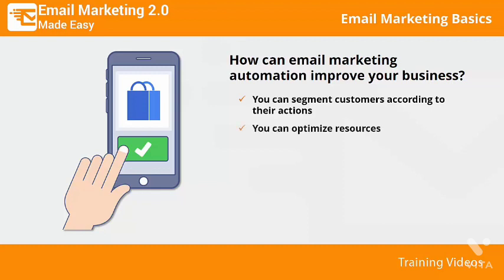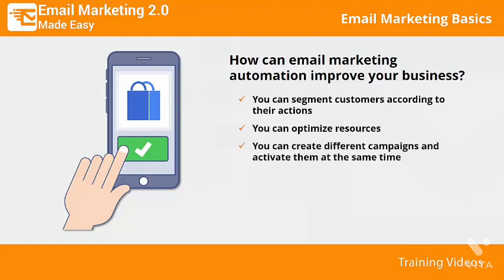You can optimize resources. It reduces the need for staff to check emails. You can create different campaigns and activate them at the same time. You can create several campaigns at the same time and schedule them to be sent according to a specific action of a client. You can get more high-quality customers. These automated processes make communication with potential customers more efficient, so you can get closer to them, make them trust you, and get them to buy your products or services.